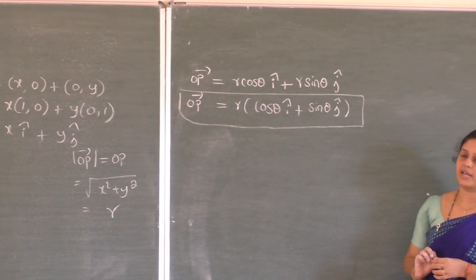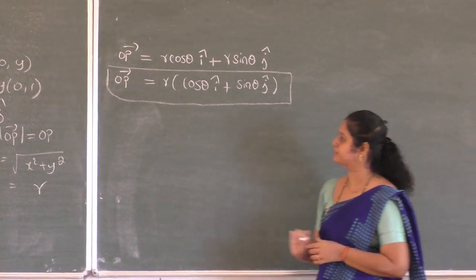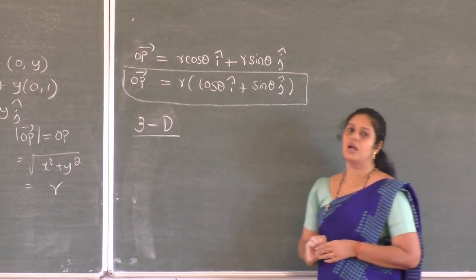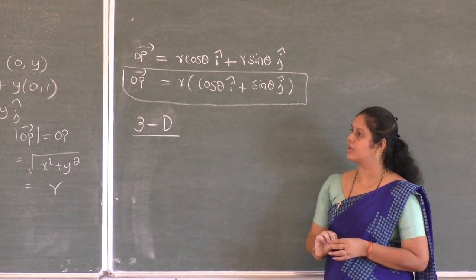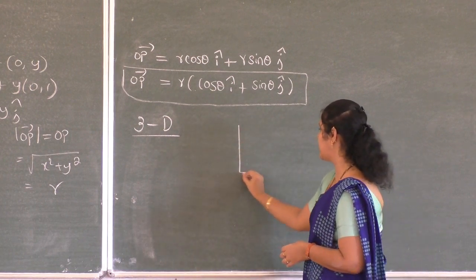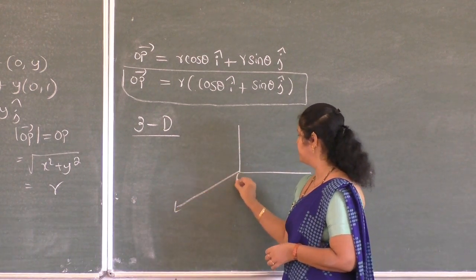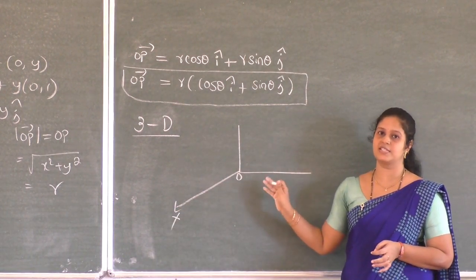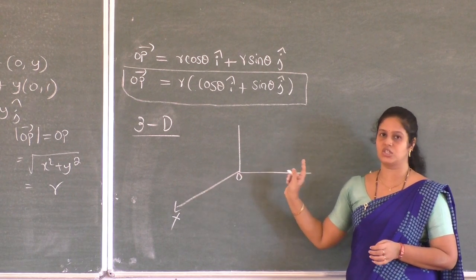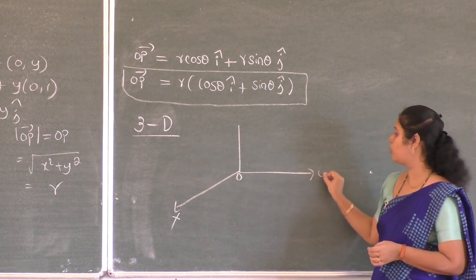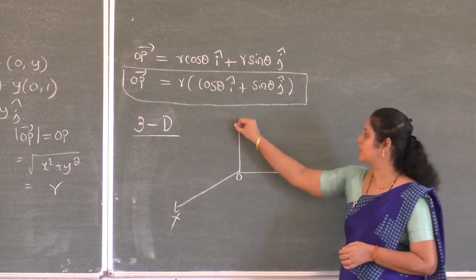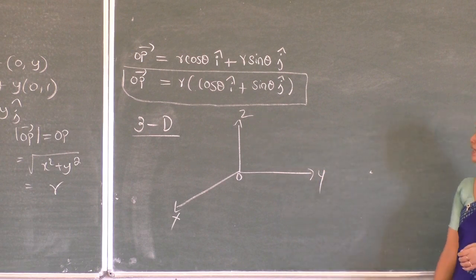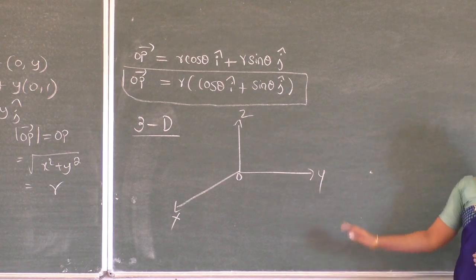Okay, now let us write the three-dimensional vector. I will write 3D vector. 3D vector means first we will take a three-dimensional plane. I am just showing one part. The actual x-axis means x'ox is called the x-axis, y'oy is called the y-axis, z'oz is called the z-axis. But here we just show the positive directions only. X-axis, y-axis, z-axis. So this is the 3D plane.